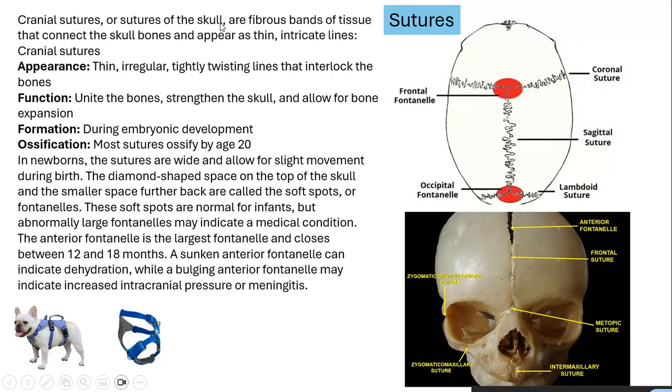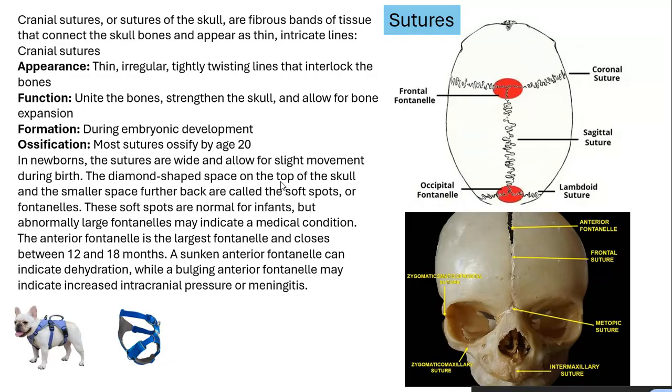Cranial sutures are sutures of the skull, fibrous bands of tissue that connect the skull bones and appear as thin, intricate lines. All right, so these are cranial sutures. They're thin, irregular, tightly twisted lines that interlock the bones, unite the bones, strengthen the skull, and allow for bone expansion. Right. During embryonic development, it develops. It's 3 weeks to 8 weeks. That's when they form sutures. Right. Most sutures ossify by age 20. All right. So they're done growing by age 20.